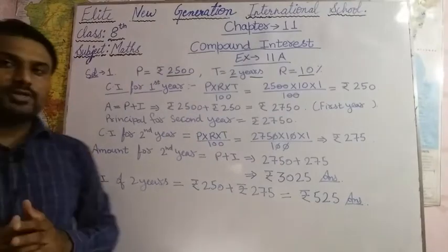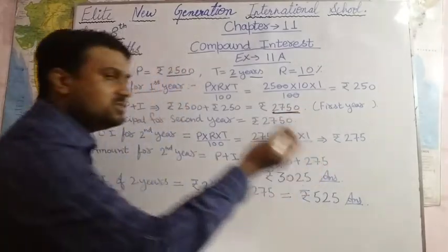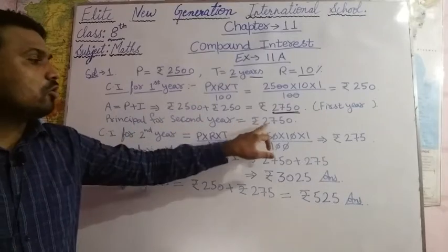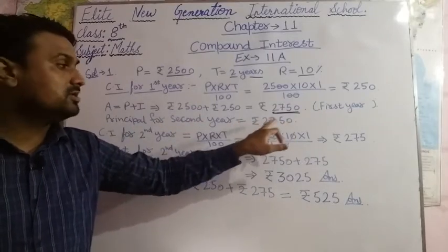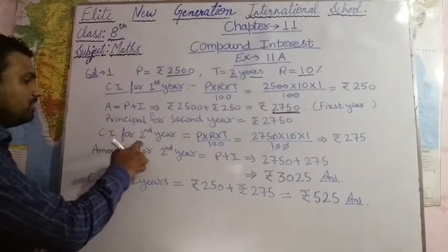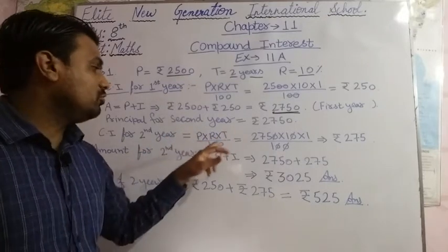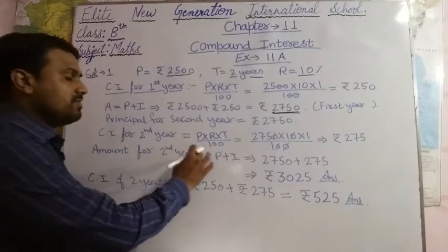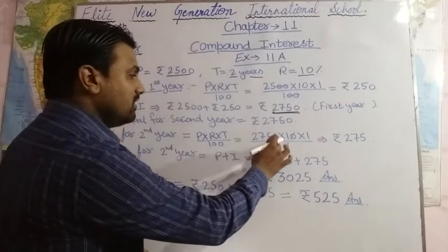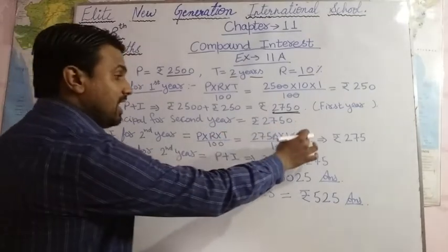Now understand, after this the amount will be the principal of the second year. So the principal for the second year will be 2750. Now we have to find compound interest for the second year. Compound interest for the second year will also be P into R into T upon 100, but here principal will be 2750. So in place of P we will use 2750, in place of R we will use 10, and for T, time is 1.